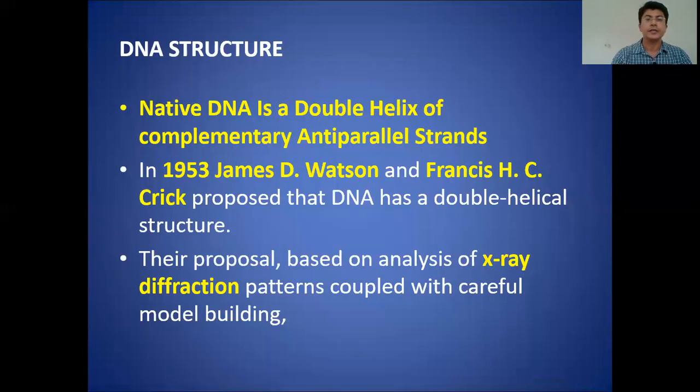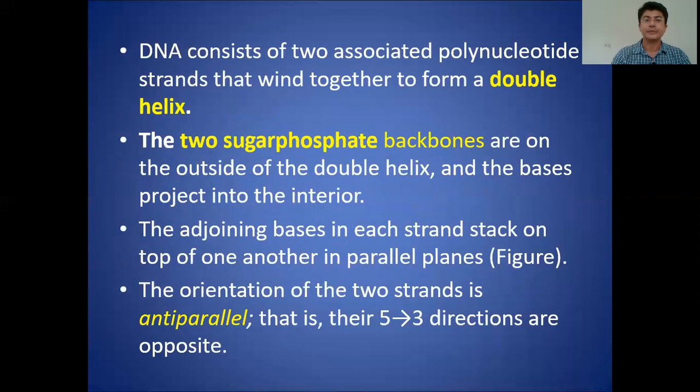DNA structure. The native DNA is a double helix of complementary antiparallel strands. In 1953, James Watson and Francis Crick proposed that DNA has a double helical structure. Their proposal was based on extensive analysis of X-ray diffraction patterns coupled with careful model building. DNA consists of two associated polynucleotide strands which wind together to form a double helix. The two sugar phosphate backbones are oriented on the outside of the double helix, whereas the bases project towards the interior of the helix.